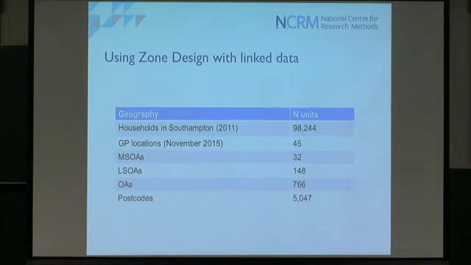So to give an idea of the type of data set we have, we've got just under 100,000 households in Southampton, 45 GP locations, and then these are the counts for the other standard census geographies which are in use. Then we have about 5,000 postcodes which are our building blocks for our design solutions which we work through.